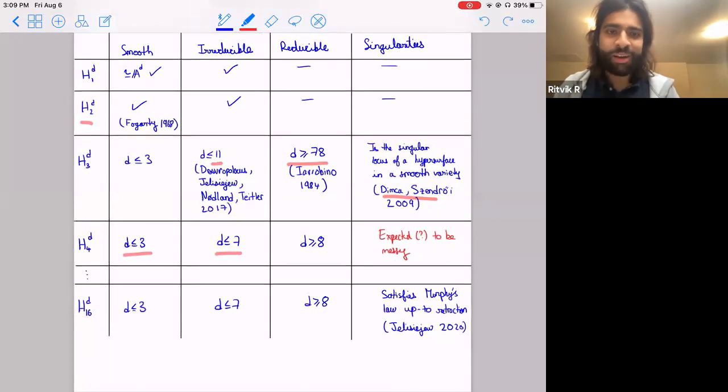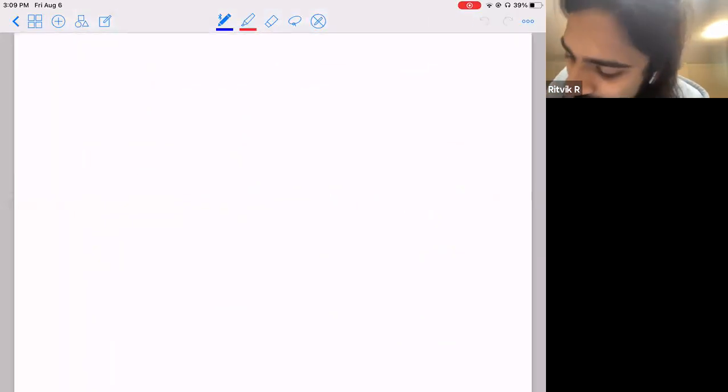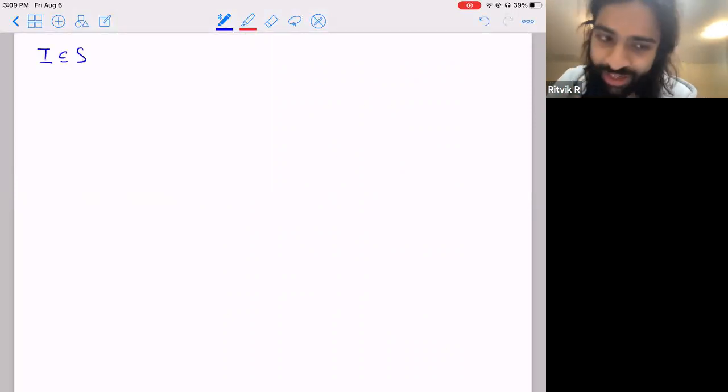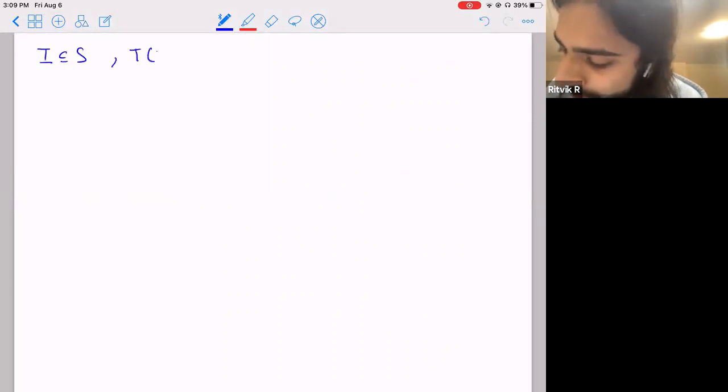Because not much is known, I want to just focus on the first thing you would consider if you want to study singularities, and that is the tangent space. So what is the tangent space? Given a point in the Hilbert scheme, which is an ideal in the polynomial ring, the tangent space is just this S module.